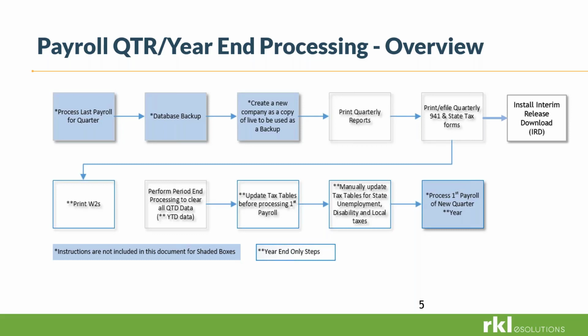If you're on 2017 or lower, you do have some manual work to do after the tax tables are updated, depending on whether you track local taxes and if there have been any changes made to the state unemployment or disability. And then finally, you move on to processing the first payroll for 2019.